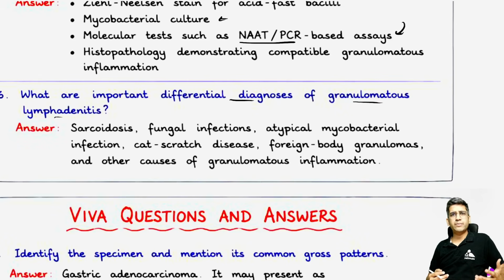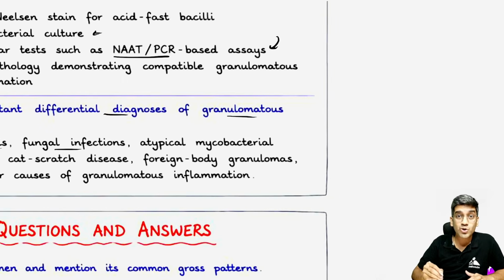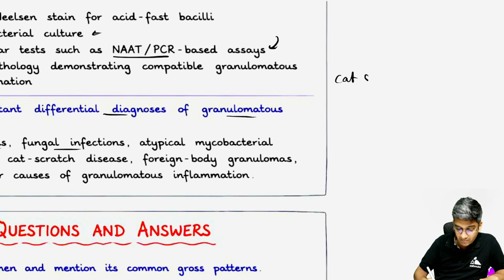Like I said, there are multiple things. Start with TB; leprosy will have granulomas. Sarcoidosis, like I said; fungal infection will have granuloma; atypical mycobacteria will have granuloma. Few special granulomas, don't forget them, right? These are meant for viva, right?